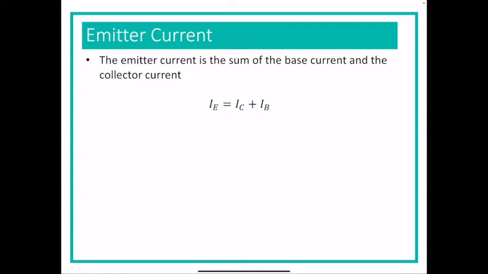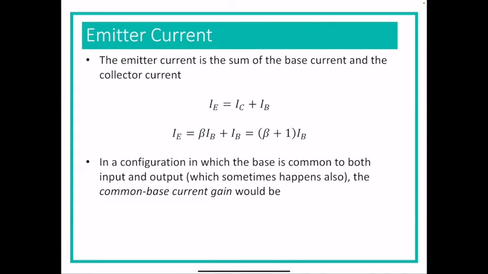The emitter current is just the sum of the collector and the base current, and we can actually use beta to relate the base current to the emitter current as well. Sometimes we like to have the base common to both input and output, which sometimes happens, and then we have a current gain known as alpha.